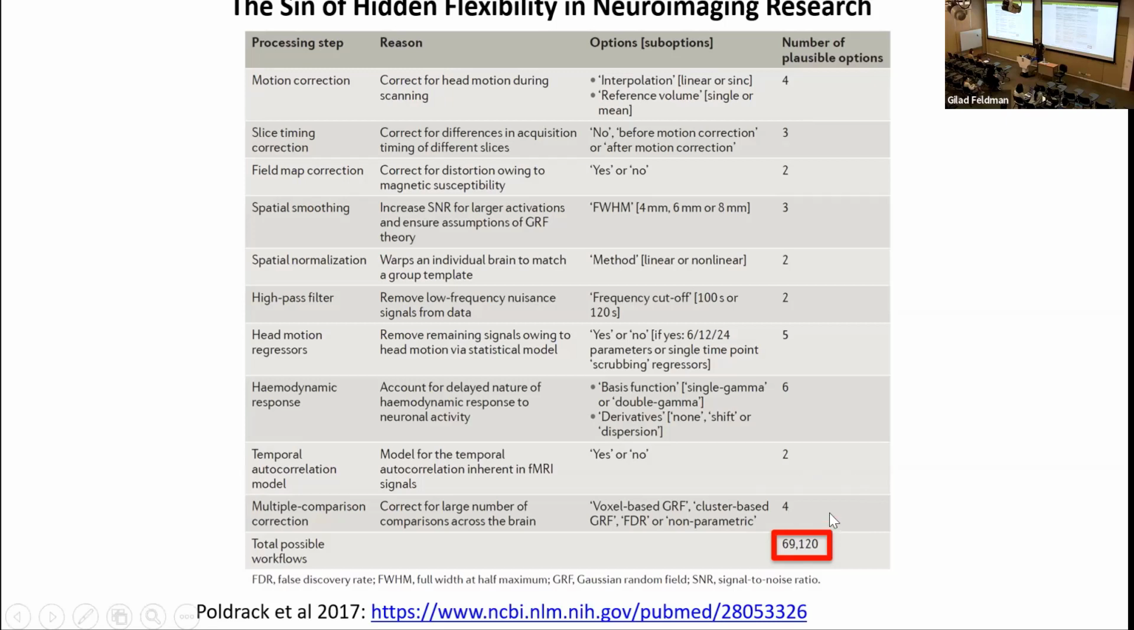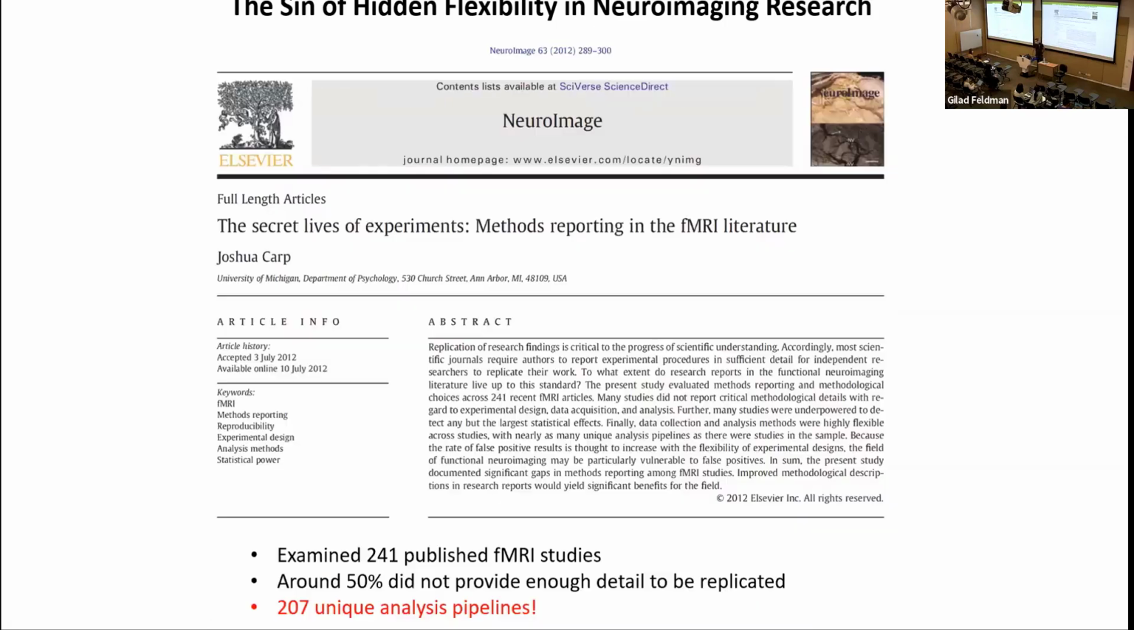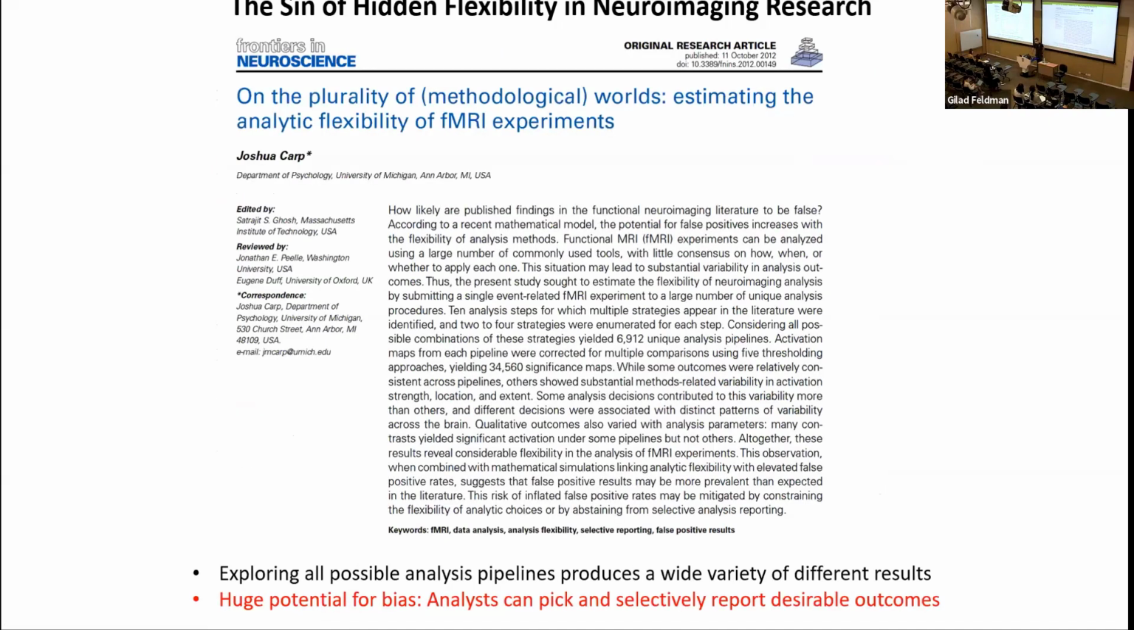And we need to understand that this flexibility might mean that we're detecting effects that are not actually there. So there are a lot of papers on this, for example, The Secret Lives of Experiments: Methods Reporting in the fMRI Literature, which looked at 241 published fMRI studies. Around 50% did not provide enough detail to be replicated. All sorts of unique analysis pipelines, lots of research coming out on, we don't actually know what they did in this neuroimaging study. Even if we had the same data, we don't know how to interpret this.